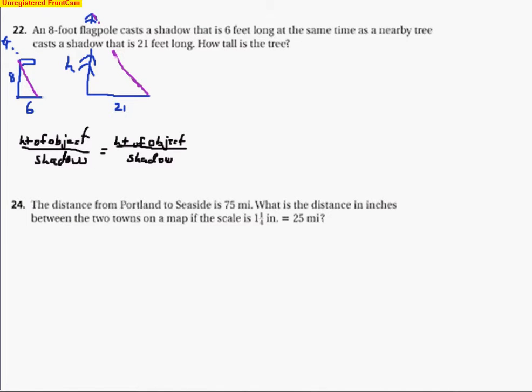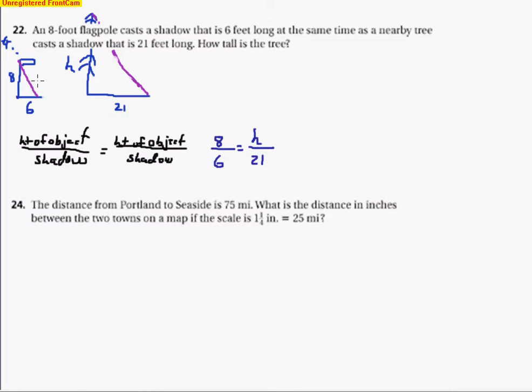Well, from there, I'm going to go ahead and fill in what I've got. So I've got the height of an object. Okay, let's use the flagpole first. So I'm going to put that one on top. So I've got 8 over, and then its shadow was 6. So I'm using this object first. Its height over its shadow. Well, I'm going to set this equal to the height of the other object. Oh, I don't know that. That's my variable. That's what I'm searching for, h. And I've got the shadow length is 21. So now I could go ahead and solve this.